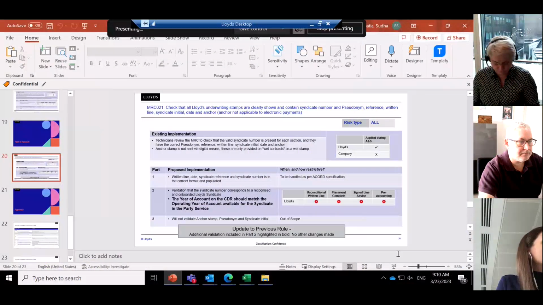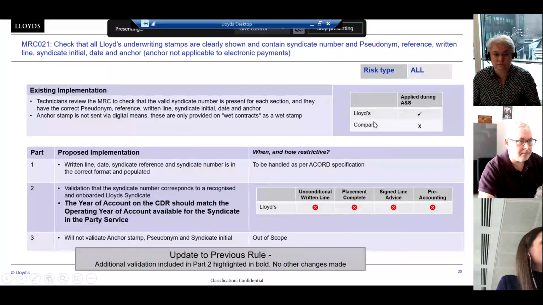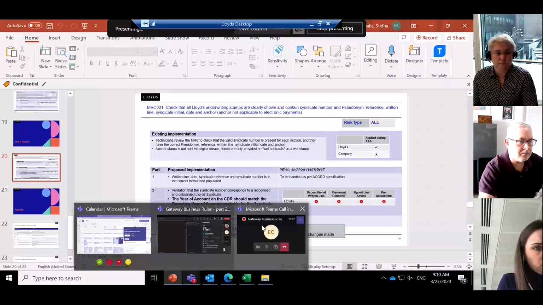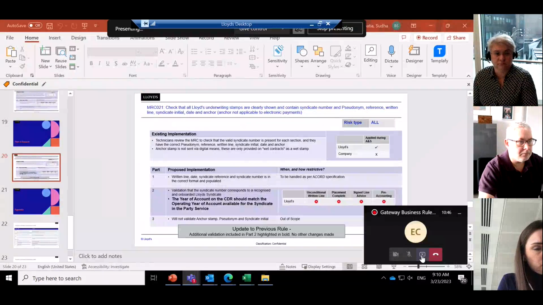Okay, do we move on to the second pack, if everyone's comfortable with the year of account amendment we just talked about? Steve, you want to take us through and we'll get the screen switched over.